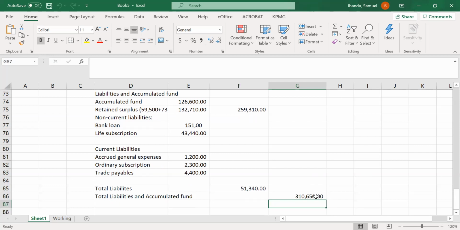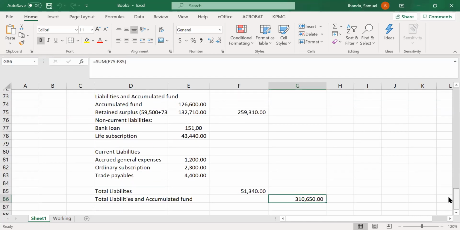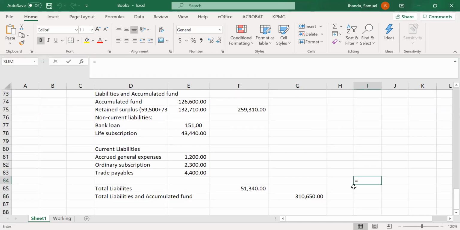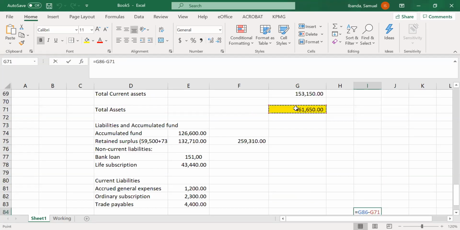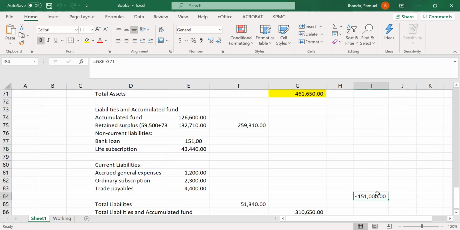It gives me 3,10650, which means my balance sheet is not balancing. So I'll just get the difference and be able to locate what I've forgotten to record. So when you get the difference, you get 151,000. So I'll ask myself, what is the 151,000 that I've not recorded?